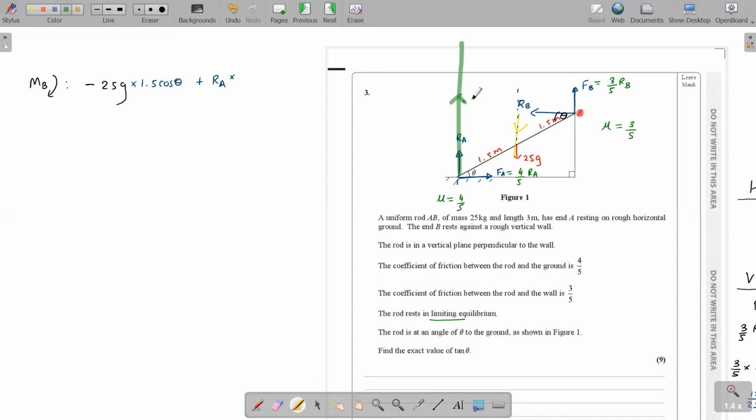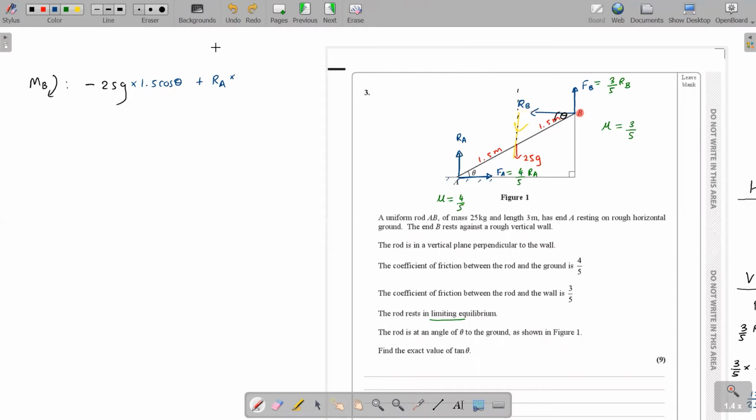This is a vertical force, which means the perpendicular distance must be horizontal from B. So this yellow distance I marked is the horizontal distance. Can I know how much this distance is? The whole AB length is 3 meters. So this distance is 3 cos theta.